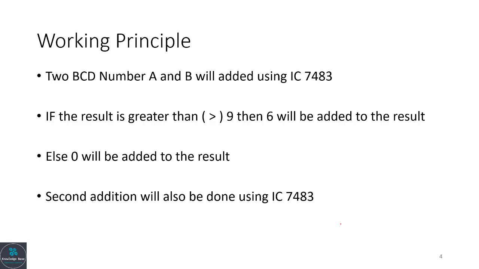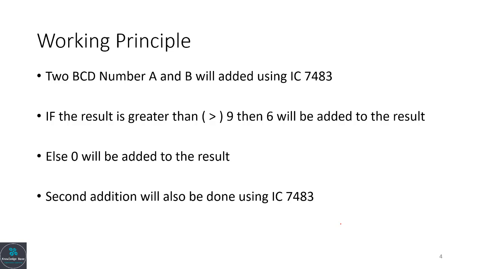To learn more about IC 7483, you can follow the video given in the description. Now, IC 7483 is a 4-bit adder, meaning it can take two 4-bit inputs in A and B, and it will perform the addition of A and B and generate the result for this addition. So the sum will be a 4-bit output, and there will be a single bit carry output.